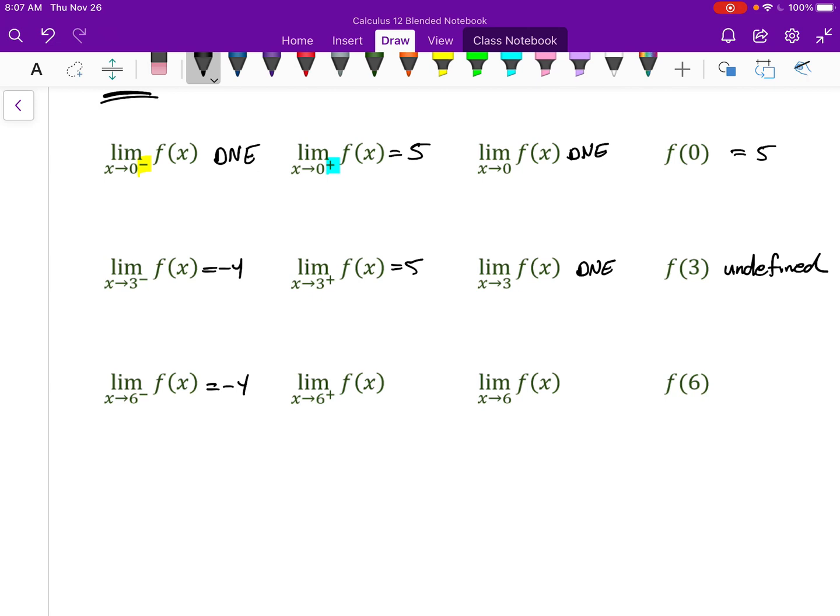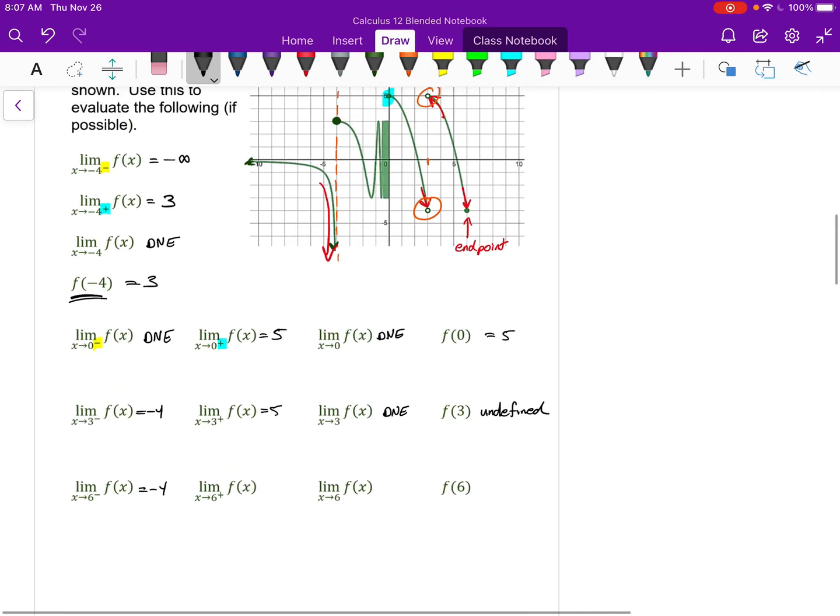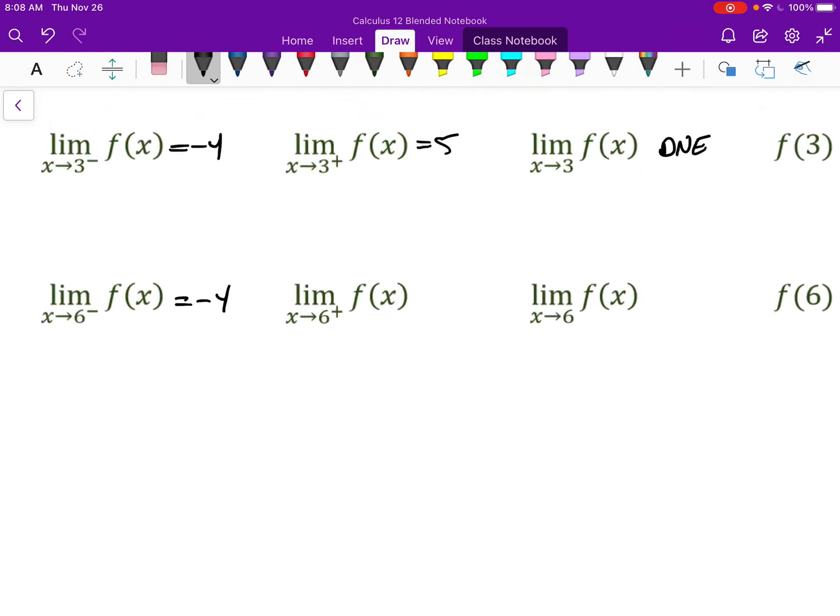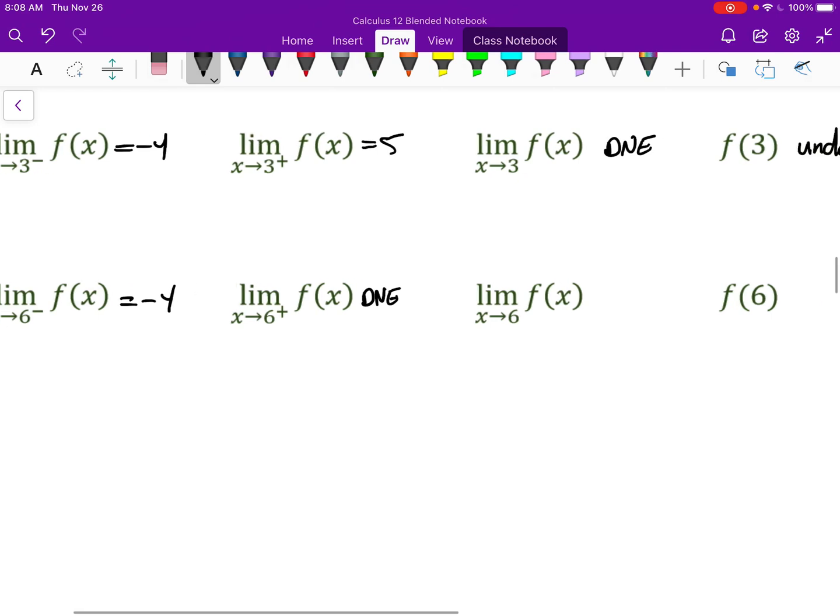As we approach from the right, well, there's nothing there. On my graph, there's nothing there. It's an endpoint. So the limit does not exist, so we approach from the right. So you may be tempted to say that the limit, therefore, as x approaches 6 does not exist.